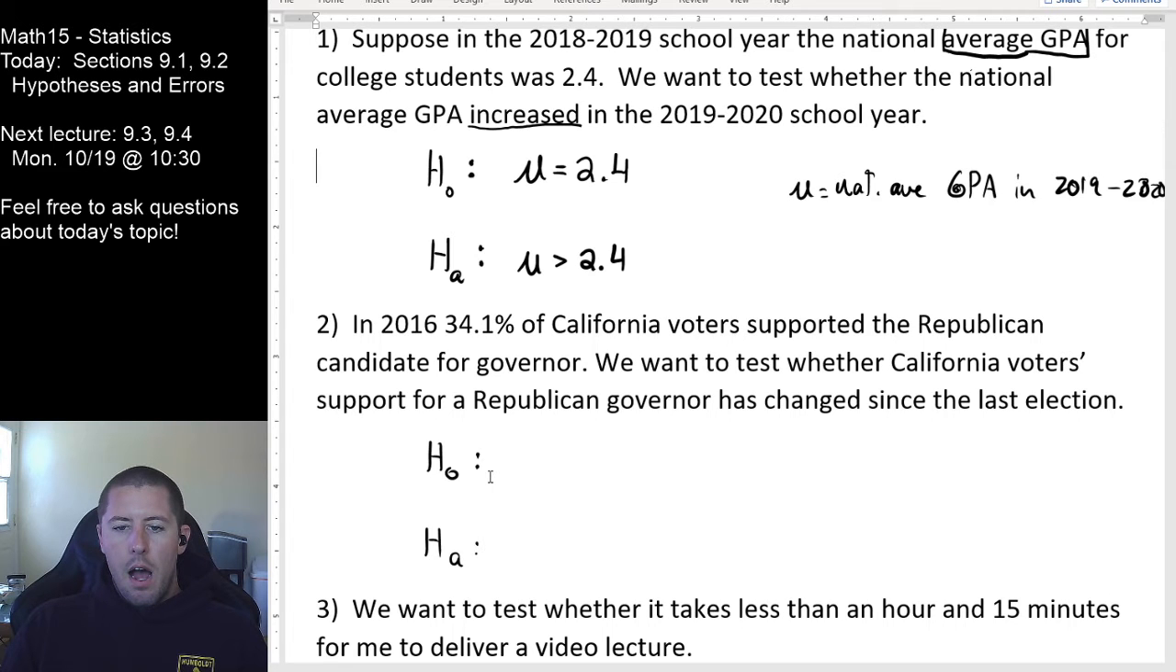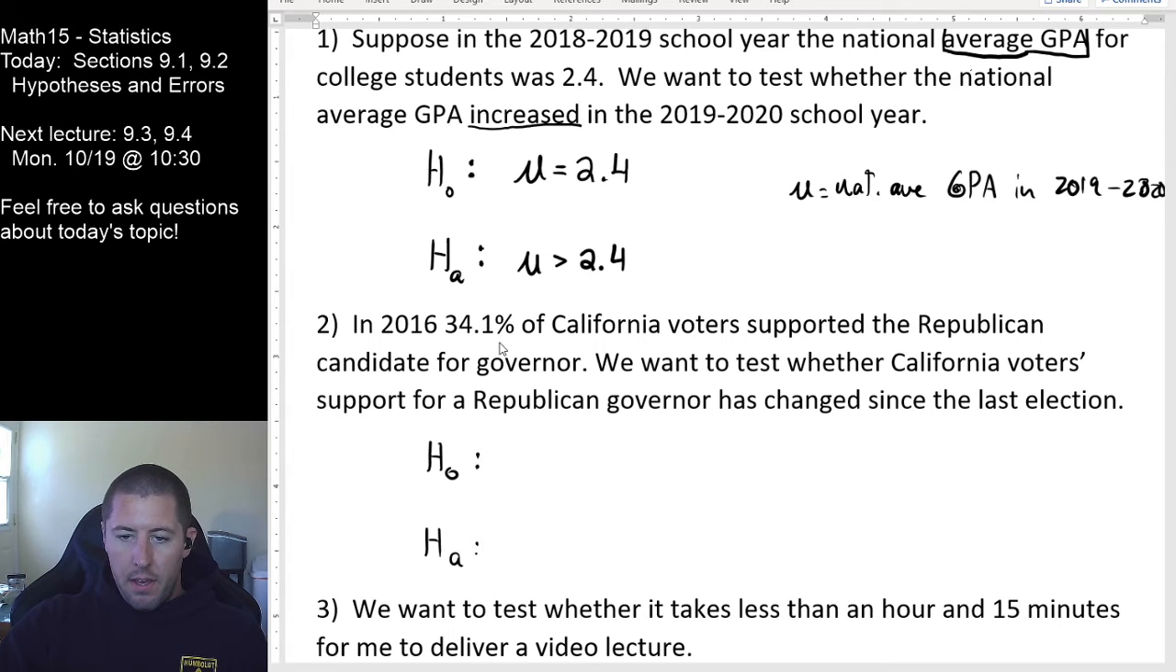We want to test whether California voters' support for a Republican governor has changed since the last election. So the first thing I'm seeing here to help me decide what I'm doing is I've got to decide what population parameter we're trying to make a decision about. Is this mu? Are we talking about an average of something? Is this sigma? Are we talking about a standard deviation of something? Or is this p? Are we talking about a proportion of something?